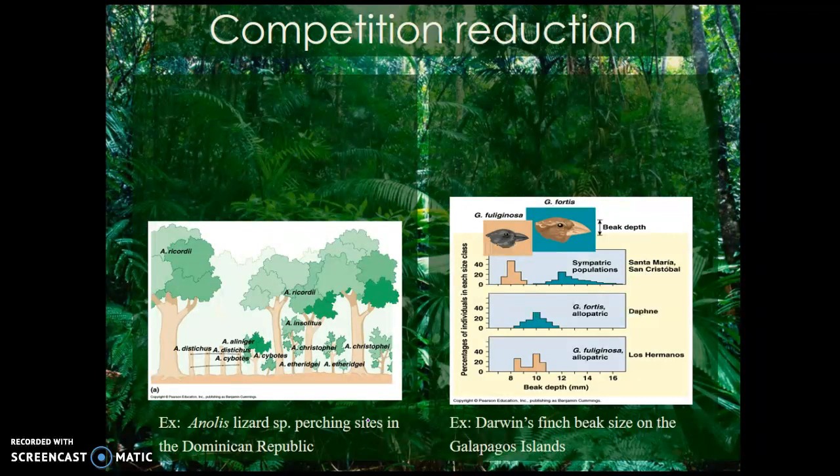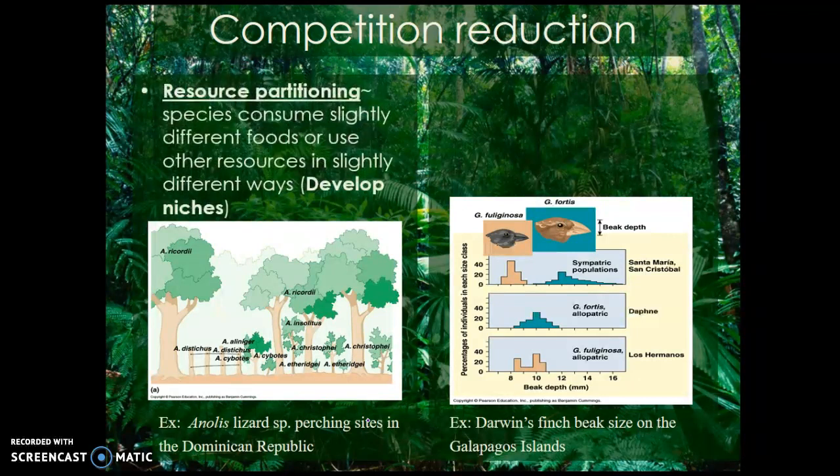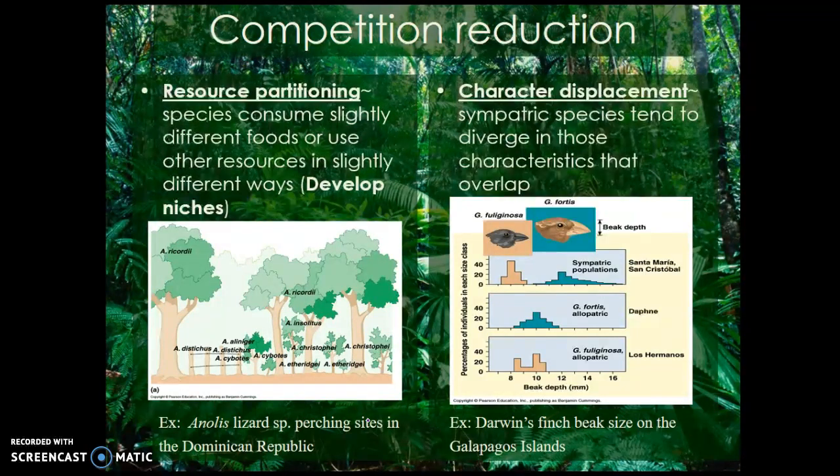All right, competition reduction. This is a little bit of what we were talking about in the last slide. Two big things we need to talk about here are resource partitioning and character displacement. When we have competition, like I said in the previous slide, something has to happen to allow those 2 populations to coexist. Because if there's too much competition going on, they're probably filling the same niche, which isn't going to be beneficial.